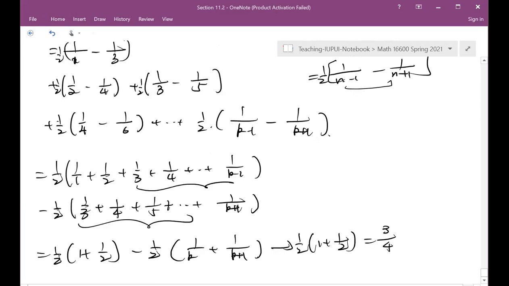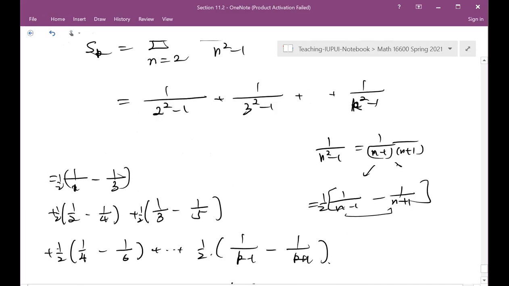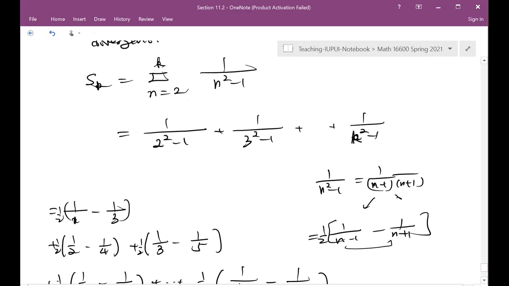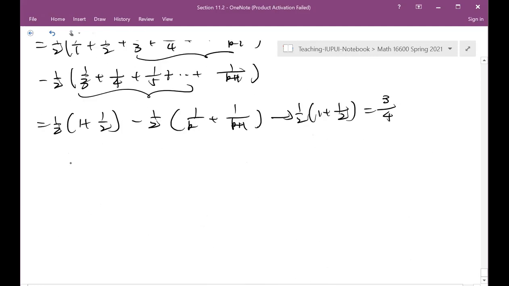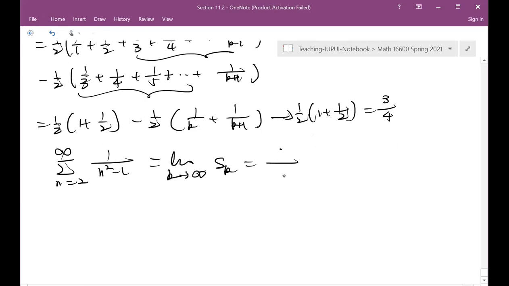Now, where's my original one here? Yeah, this is S_k, right? So the limit as k approaches infinity is just 3 over 4. So that will be the answer.